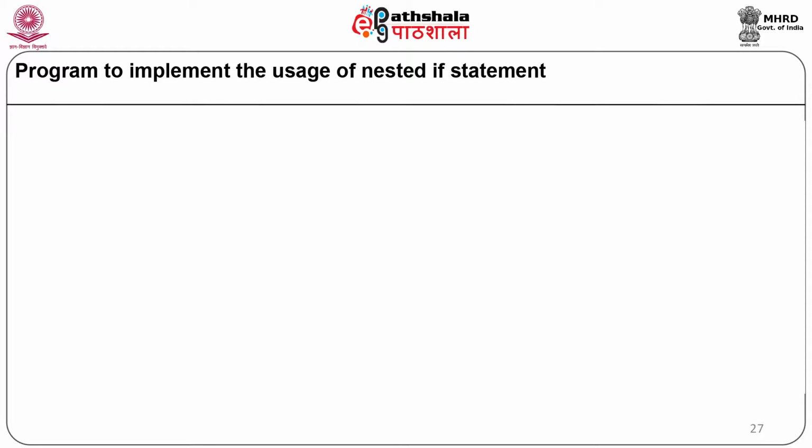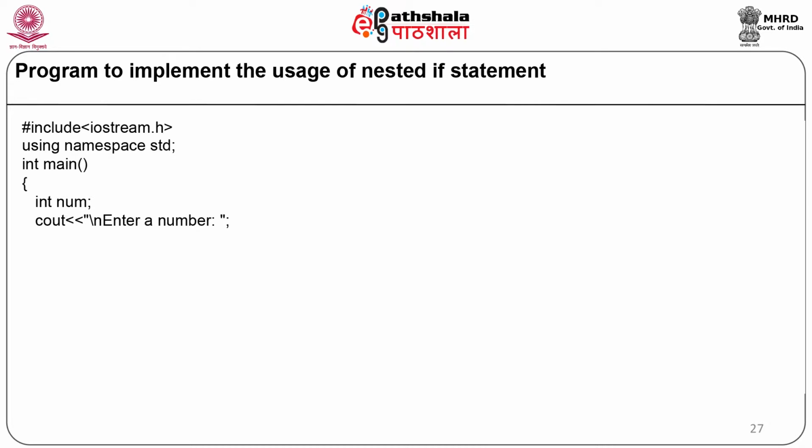Now, let us see the program to implement the usage of nested if statement. Here we are going to see a simple program where the nested if statement is used. We will start with the program #include iostream.h, using namespace std. We will start with the main function, main opening bracket. Here we will declare the variable number as integer number. We will take the input from the user. So, first we will display the message cout enter a number, cin number.